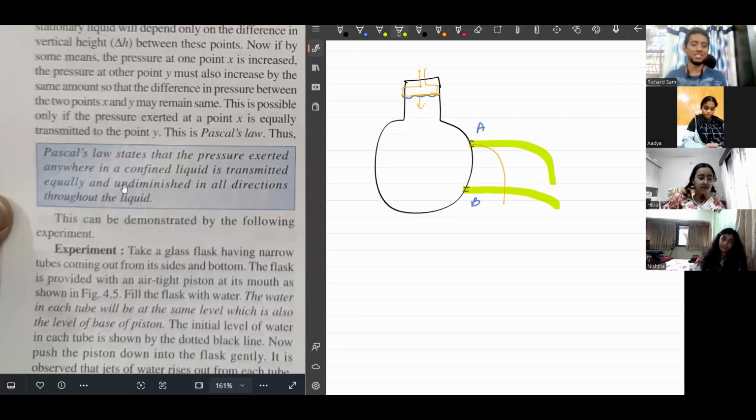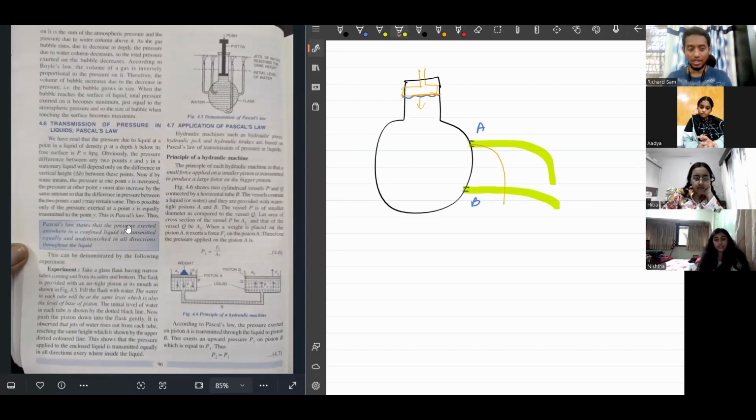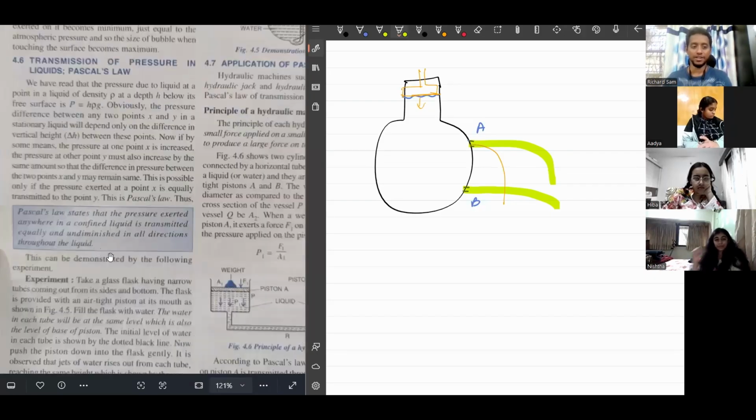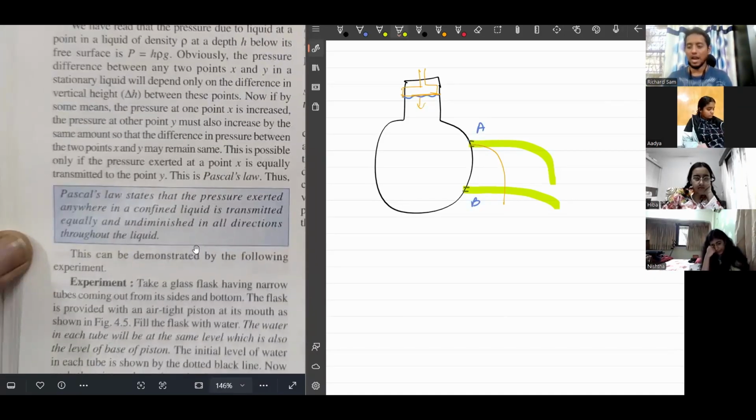So that is Pascal's law. It's a very important law. Pascal's law states that when pressure is exerted anywhere in a confined liquid, that pressure is transmitted how? Equally and undiminished in all directions throughout the liquid. Undiminished means it does not decrease, it does not reduce. It stays the same. However far or however long a pipe is, you apply pressure at one end of the pipe, that same pressure will be felt on the other end of the pipe.